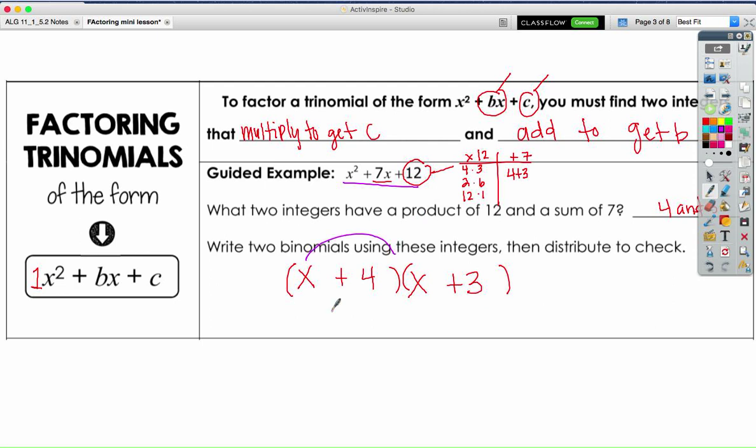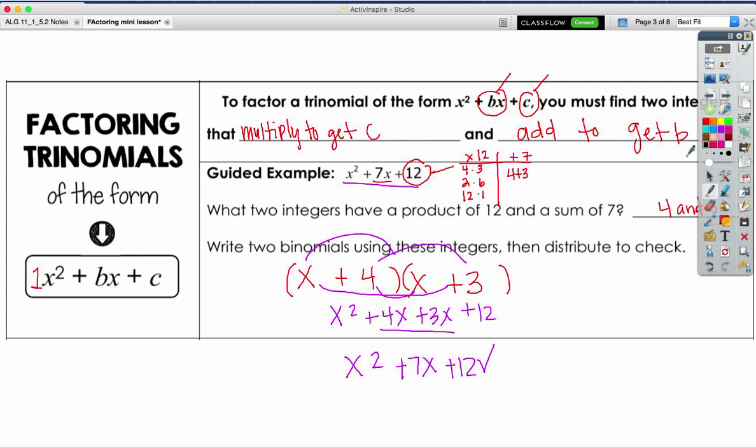So x times x gave us x squared. Then we have plus 4x plus 3x plus 12. Our two middle terms, 4x plus 3x, are combined because they're like terms. And so we have x squared plus 7x plus 12. So we checked our answer and it is correct.